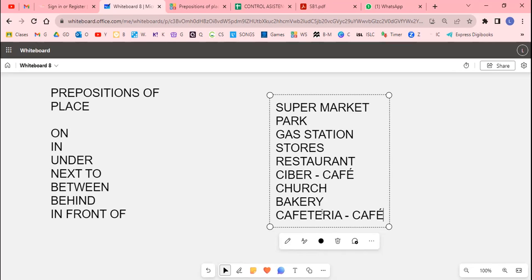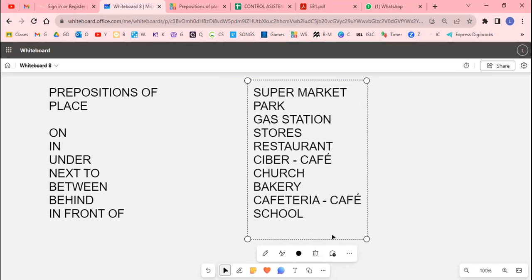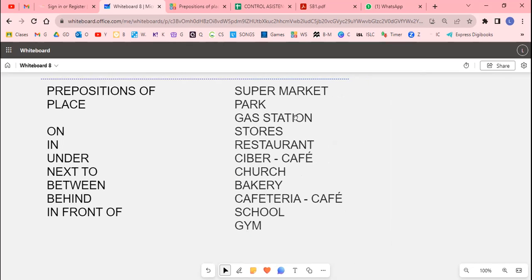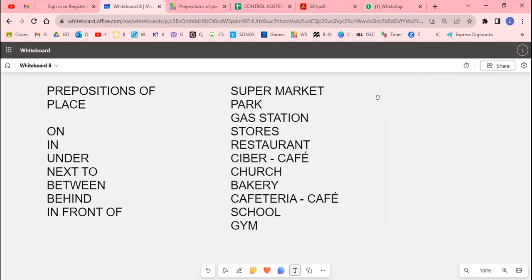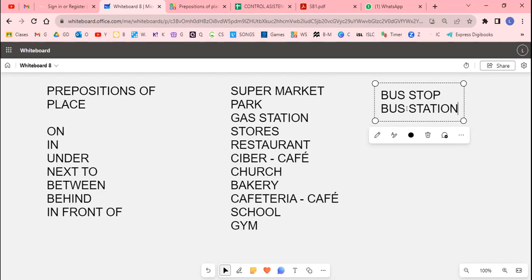Another one? Another place that you have around your job? School. Ah, school. O cerca de sus casas también, vaya. Gym, gimnasio. Gym. What else? Bus stop. Ese es parada de bus, ¿verdad? ¿Y cómo se dice estación de buses en inglés? Bus station. Ajá, bus station.